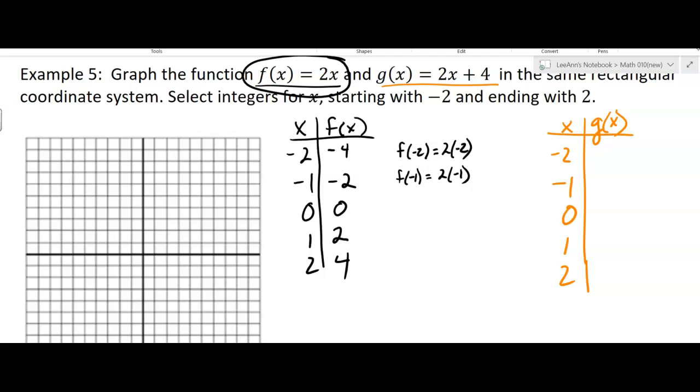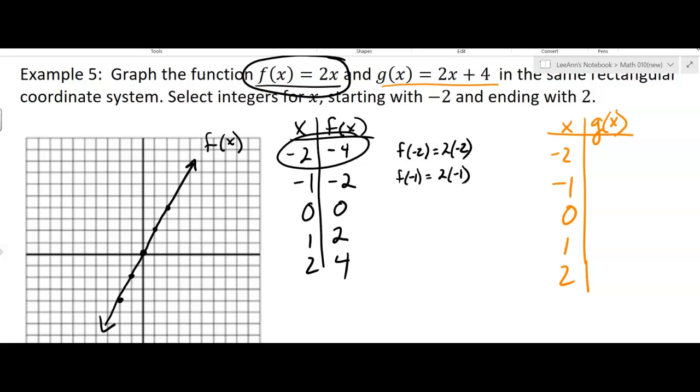Each of those combinations represents an ordered pair, right? So -2, -4; -1, -2; 0, 0; 1, 2; and 2, 4. There's a point. We've graphed linear functions before. This is a linear function. I'm going to connect the dots. And that represents all the ordered pairs, then, that would be combinations of input and output that work for that particular function. This is a picture then of f of x.